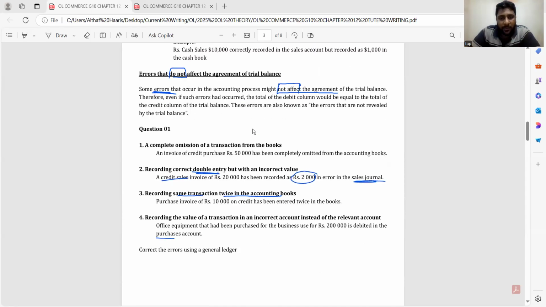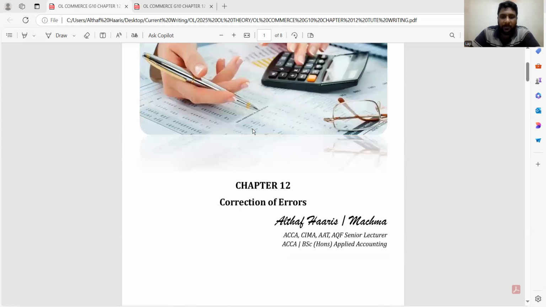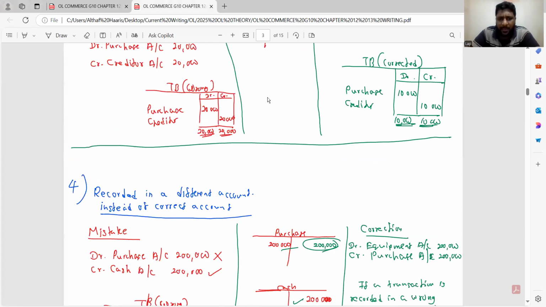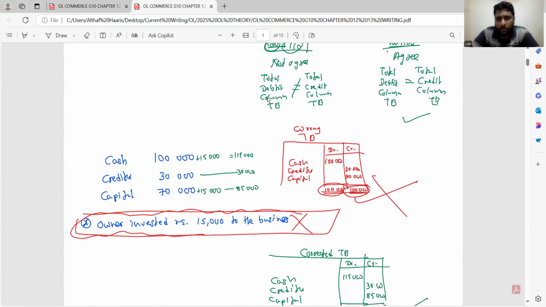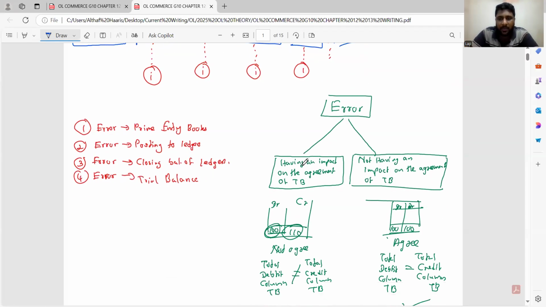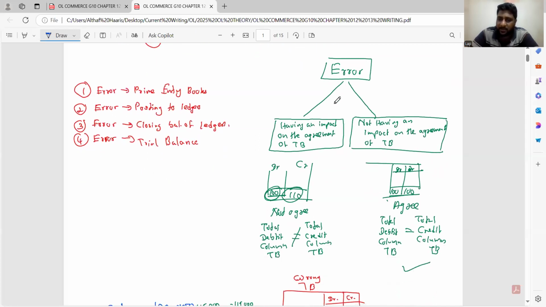So last week we started the chapter correction of errors. I told you errors can happen in different stages in the accounting process. Errors can happen when you are preparing the prime entry books, when you are preparing the ledger accounts, when you are taking the closing balances of ledger accounts, and when you are preparing the trial balance. Then we learned these errors.